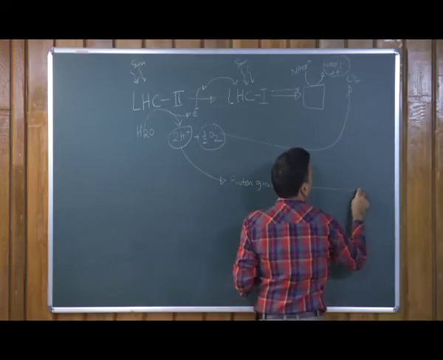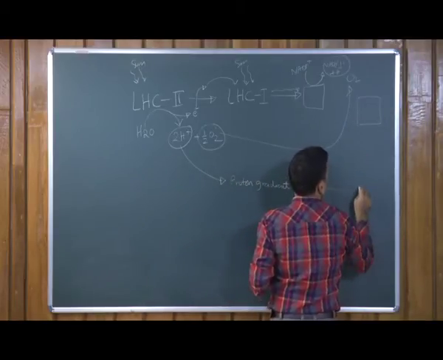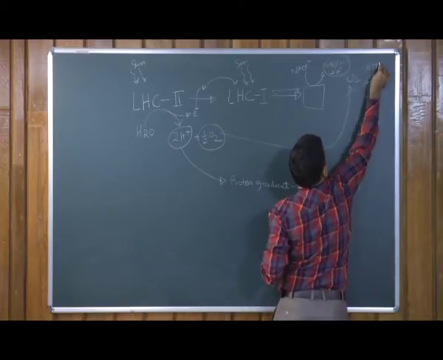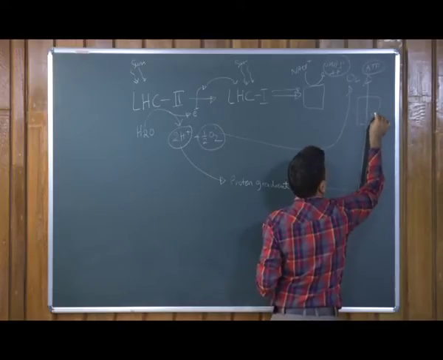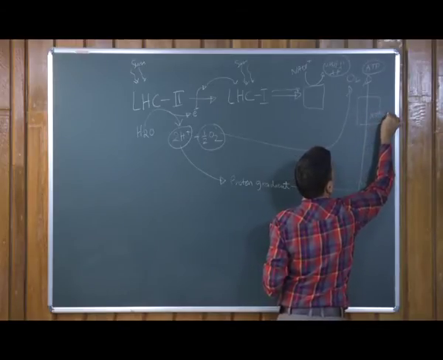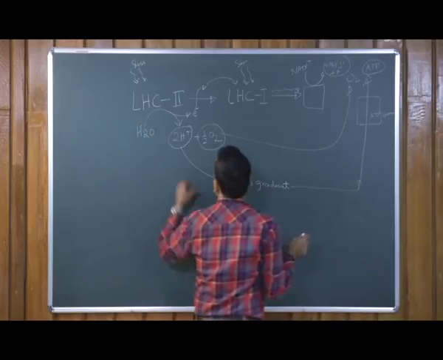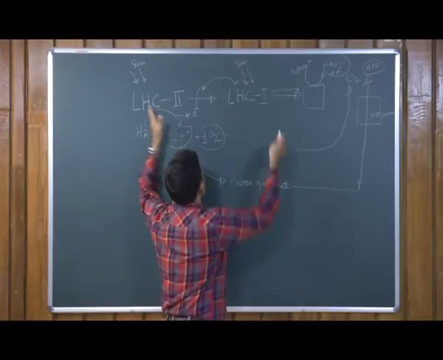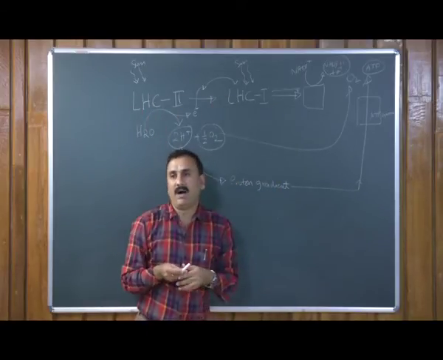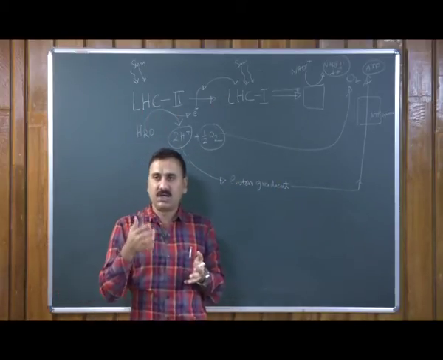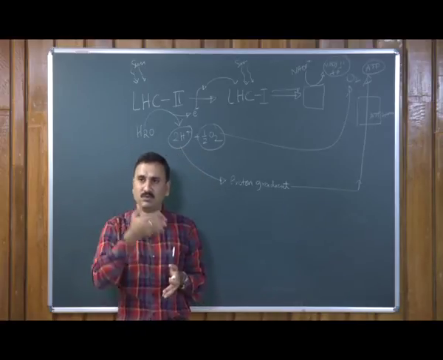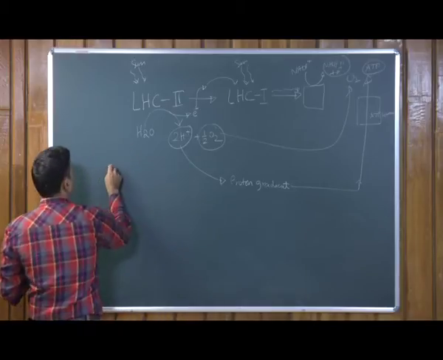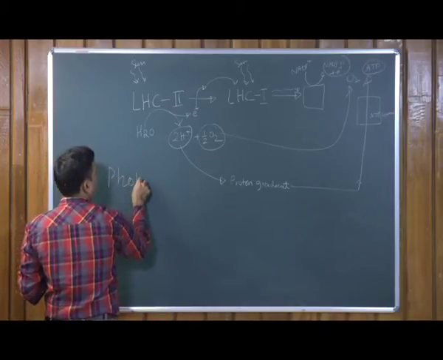This proton gradient is being used to generate ATP with the help of ATP synthase. These two light harvesting complexes 2 and 1 are connected to each other by a series of electron transfers from light harvesting complex 2 to light harvesting complex 1, and that is known as the photoelectron transport chain.